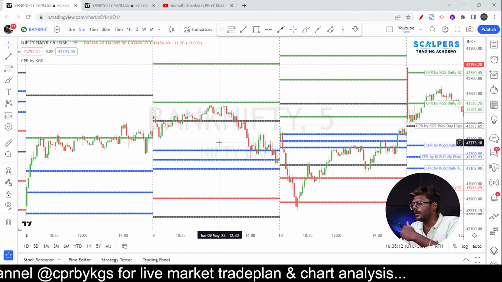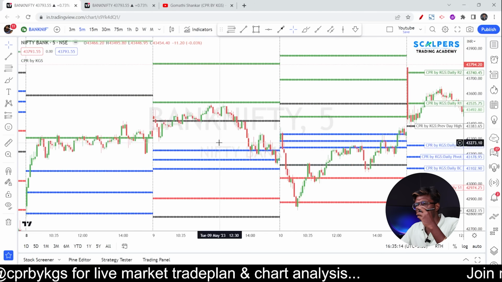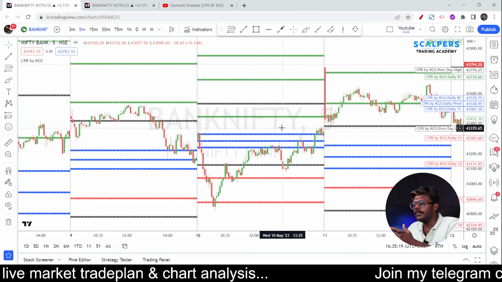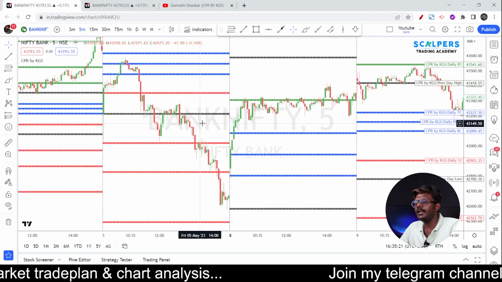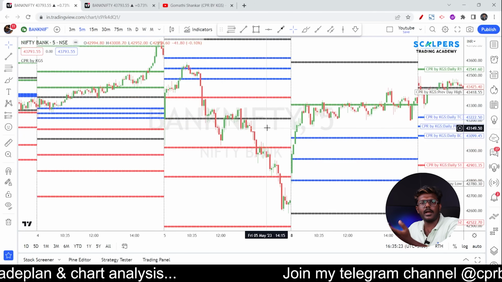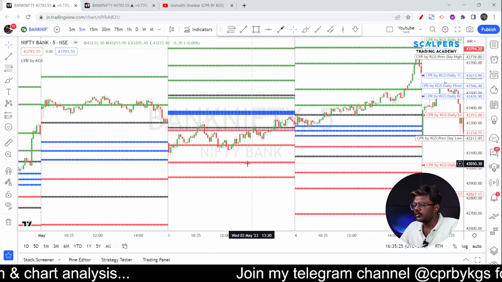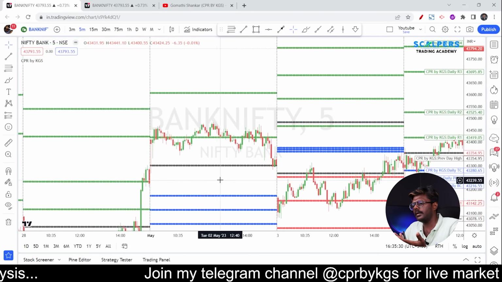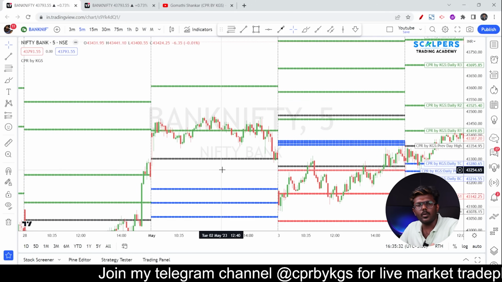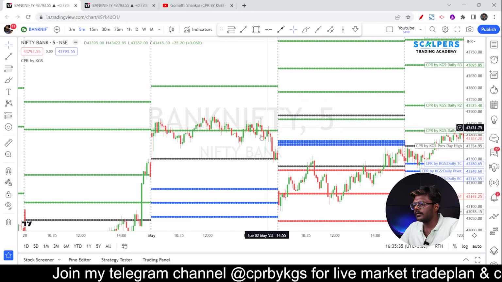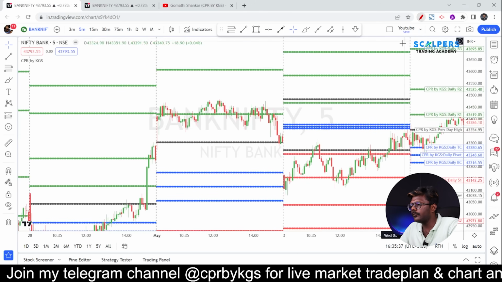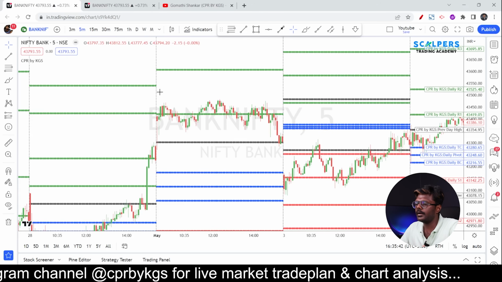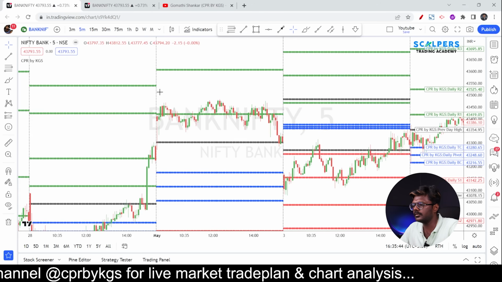Alright, so in the morning, as soon as you see the distance between R1 and previous day high is wide, whenever you see a wide CPR, immediately avoid that particular day. Very rarely the market will be trending like this, which has happened on 5th May. So on 2nd of May, as soon as you see the distance between R1 and previous day high being very wide, you just avoid taking any position. Okay, there is no point in finding a trade opportunity when the market is having a wide CPR and a wide R1 and previous day high like this.